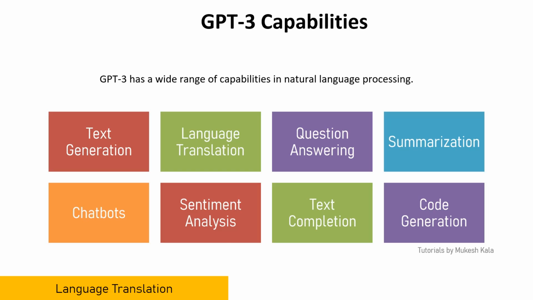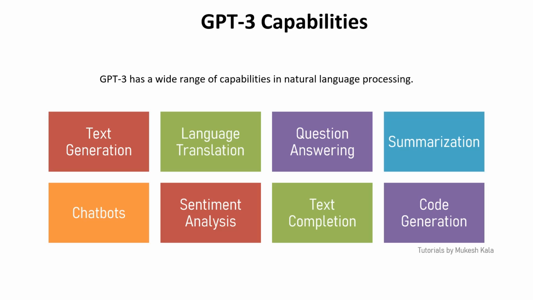The next one is language translation, where we convert a sentence or text from one language to another language with high accuracy and fluency. GPT-3 can also answer questions in a conversational way, where you can ask a question and then ask a follow-up question as well, right? Same as we do in a conversation. Summarization means GPT-3 can summarize long documents into shorter and more concise summaries.